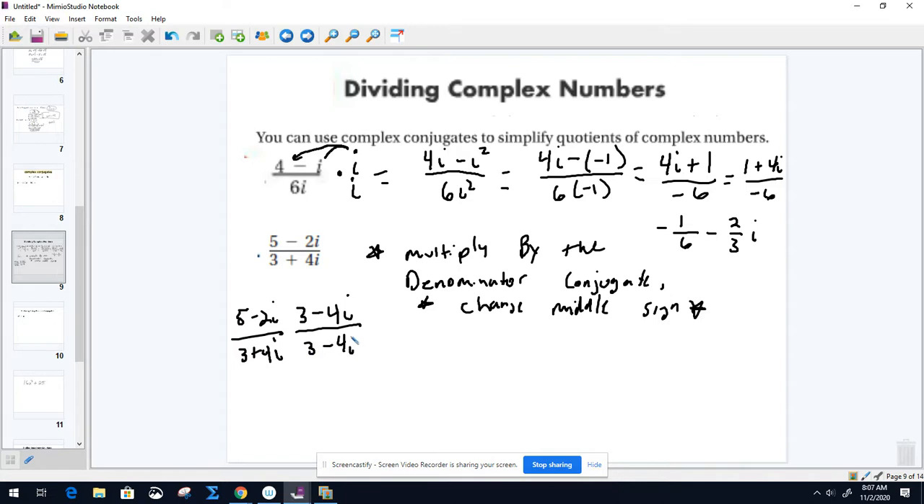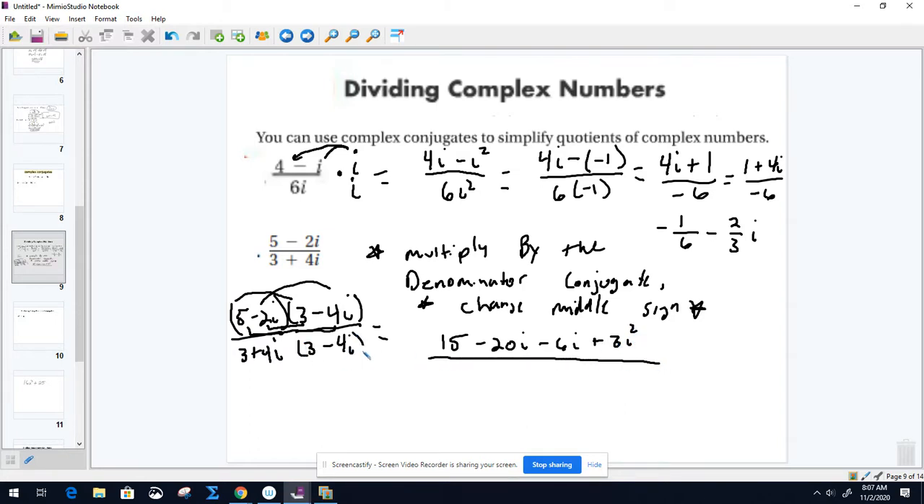3 minus 4i. Now, it becomes a lot of work when I do this, but I have to FOIL this out, which is 15. That'd be 5 times 3. Then 5 times -4i is minus 20i. -2i times 3 is -6i. And then -2i times -4i is a positive 8i squared. All over on the bottom.